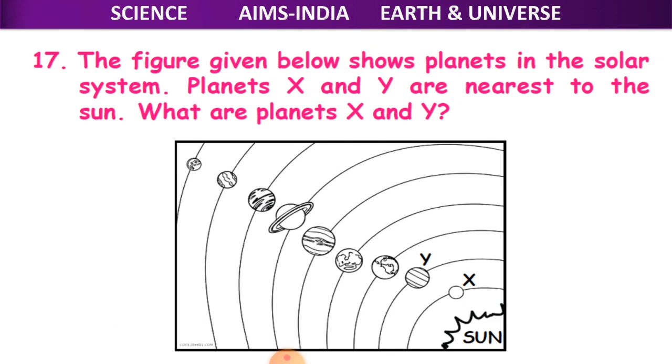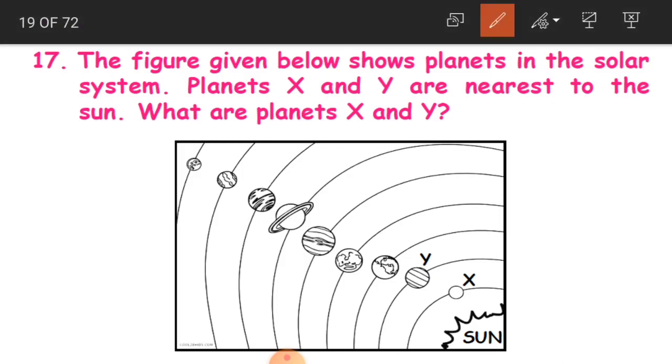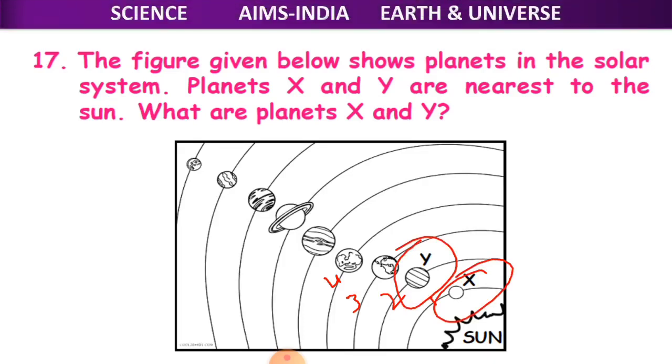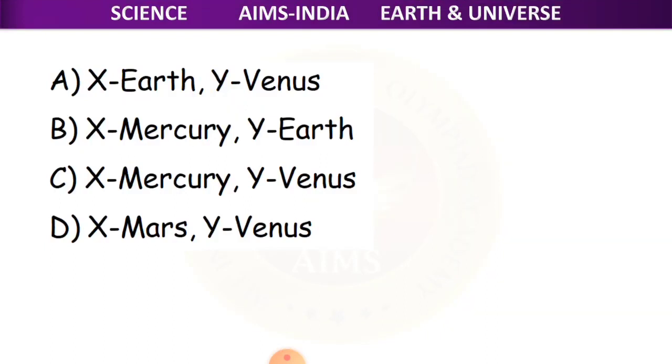Now, 17th question here. The figure given below shows planets in the solar system. Planets X and Y are nearest to the sun. What are planets X and Y? Okay. See, this is the sun, children, and here are all the planets, 1, 2, 3, 4, 5, 6, 7, 8. So now we have to identify these Y and X planets, which are nearer to the sun. What are they? So options are: X is Earth, Y is Venus.